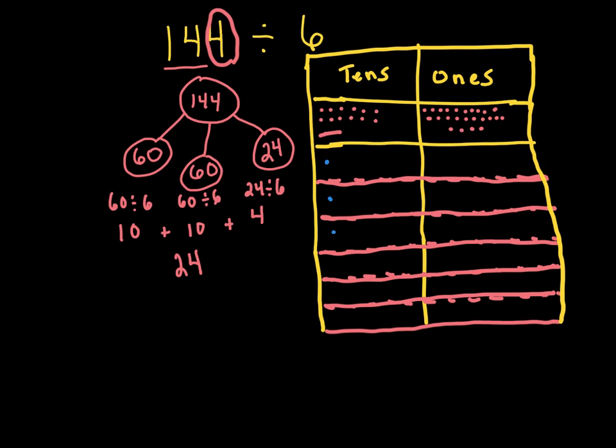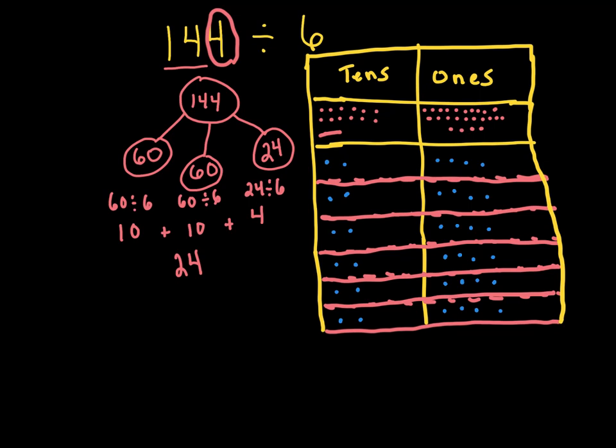1, 2, 3, 4, 5, 6, 7, 8, 9, 10, 11, 12. All right, we have our 12 tens, and now we need to split up the 24 ones into 6 equal groups. We get 1, 2, 3, 4, 5, 6, 7, 8, 9, 10, 11, 12, 13, 14, 15, 16, 17, 18, 19, 20, 21, 22, 23, 24.